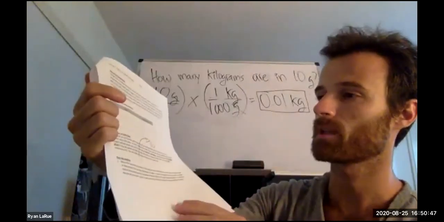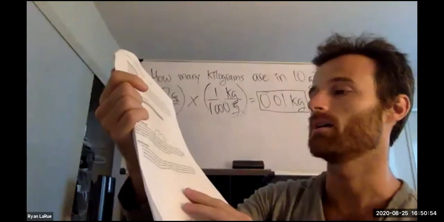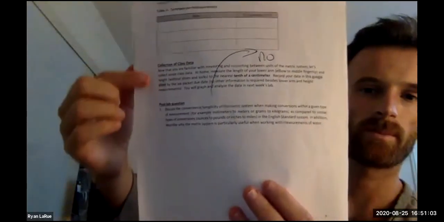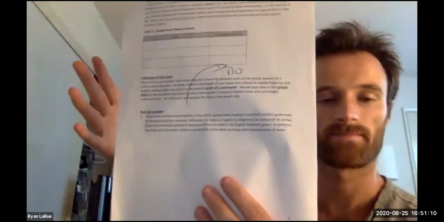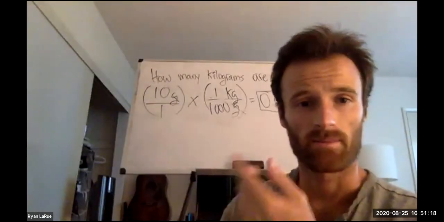Oh boy, it glitched. Okay, I'll repeat myself. Collection of class data where it says to measure the length of your arm and your height, you don't have to do that. Sorry. Where I crossed out and said no to this part. But you'll do the post-lab question, and that's it. That's it. That's the metric system lab.